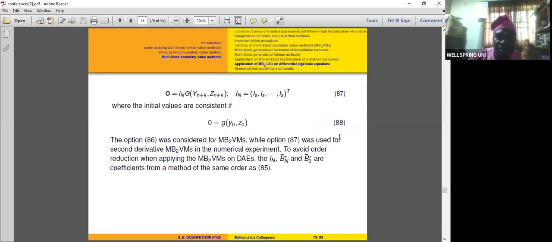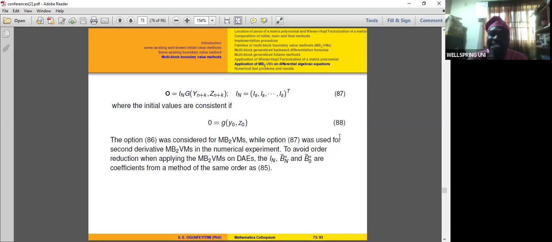Then we can also use identity. If the function of the method has identity inside, we can also use the condition in 87, where the initial values are consistent with the condition given in the DAE. Option 86 was considered for multi-block boundary value method, while option 87 was used for second derivative. Option 87 is peculiar with second derivative in numerical experiment.